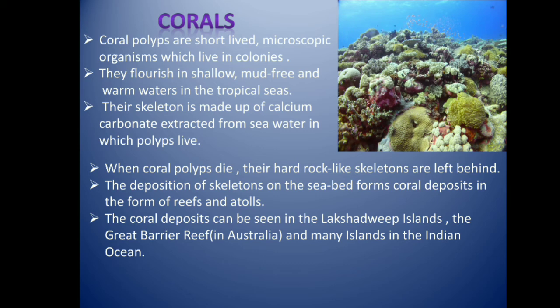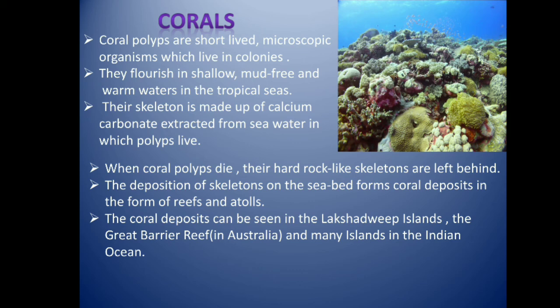Coral polyps are short-lived, microscopic organisms which live in colonies. They flourish in shallow, mud-free and warm waters in the tropical seas. Their skeleton is made up of calcium carbonate extracted from seawater in which polyps live. When coral polyps die, their hard rock-like skeletons are left behind. The deposition of skeletons on the seabed forms coral deposits in the form of reefs and atolls.